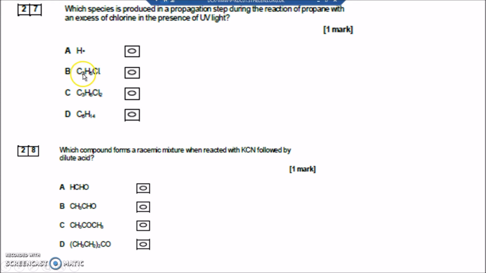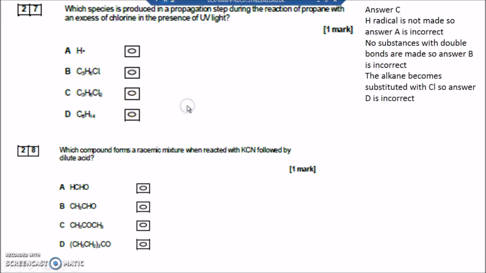Now if you actually look at B, C3H5Cl, you've not introduced a double bond. It's got to be C, where some Cl's are replacing some of the H's. Which compound forms a racemic mixture when reacted with KCN followed by a dilute acid?